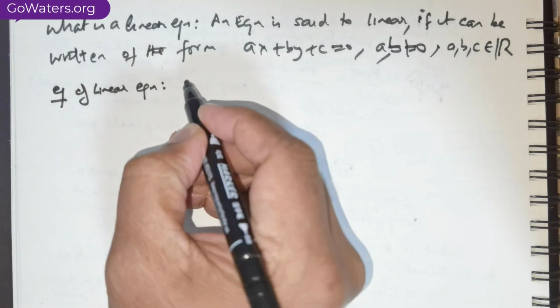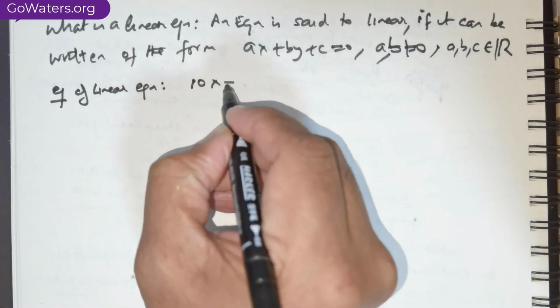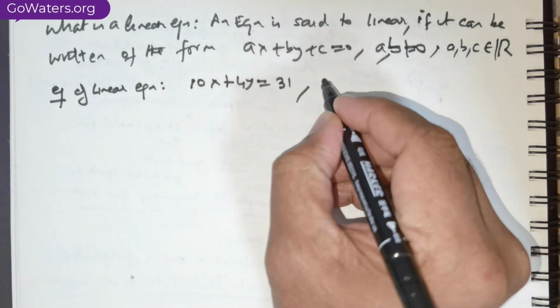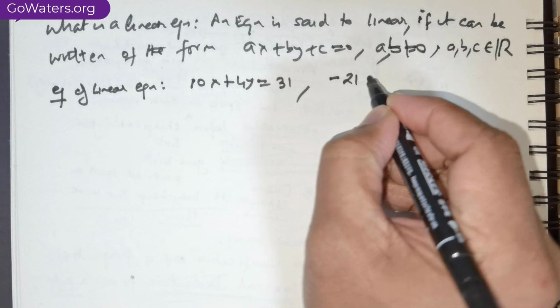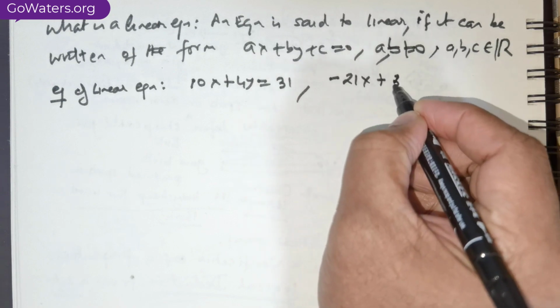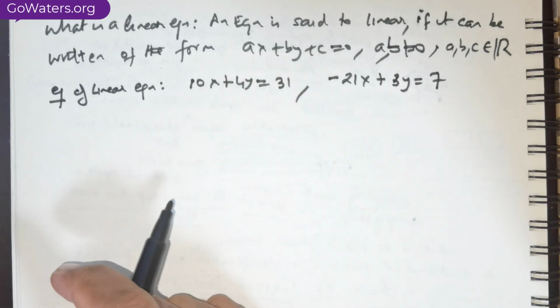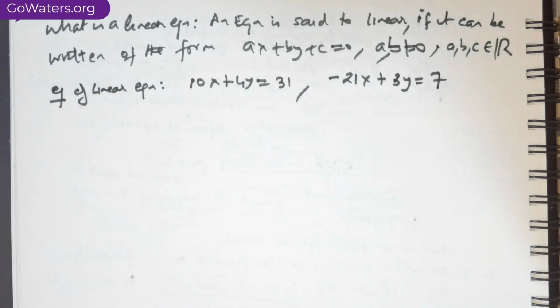What is the example? 10x + 4y = 31. Negative 21x + 3y = 7. So these are all some of the illustrations you can suggest.